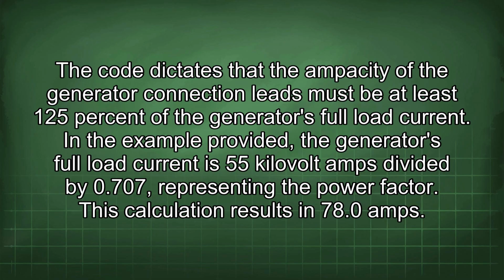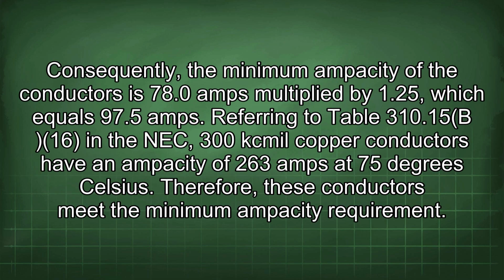The code dictates that the ampacity of the generator connection leads must be at least 125% of the generator's full load current. In the example provided, the generator's full load current is 55 kVA divided by 0.707, representing the power factor. This calculation results in 78.0 amps. Consequently, the minimum ampacity of the conductors is 78.0 amps multiplied by 1.25, which equals 97.5 amps.